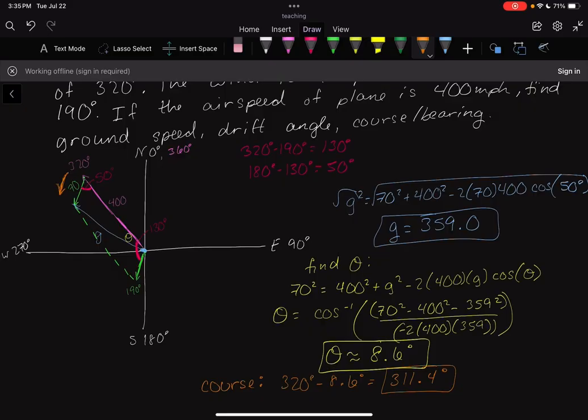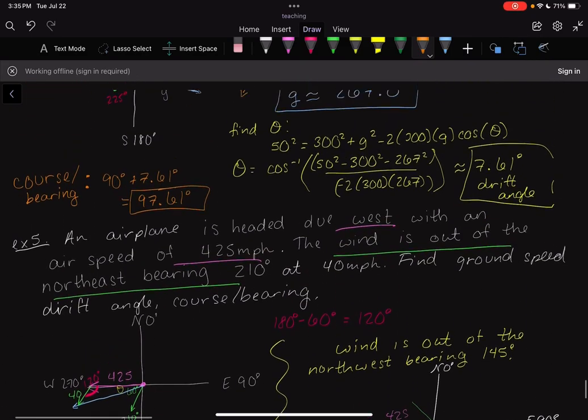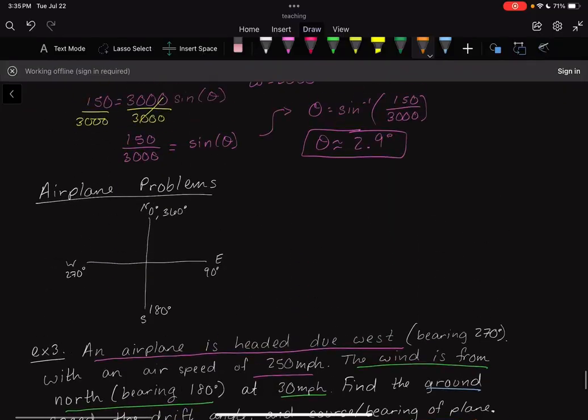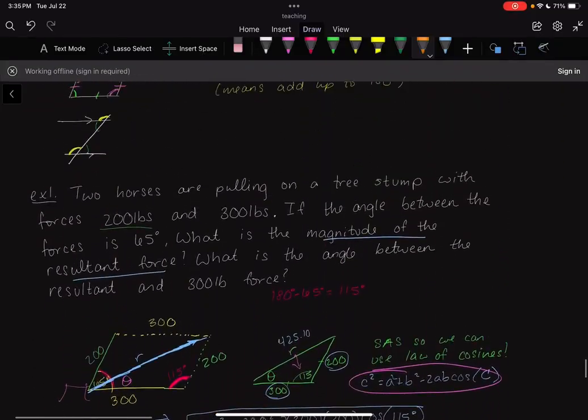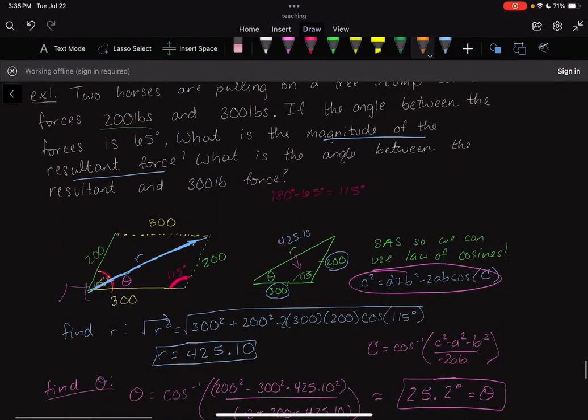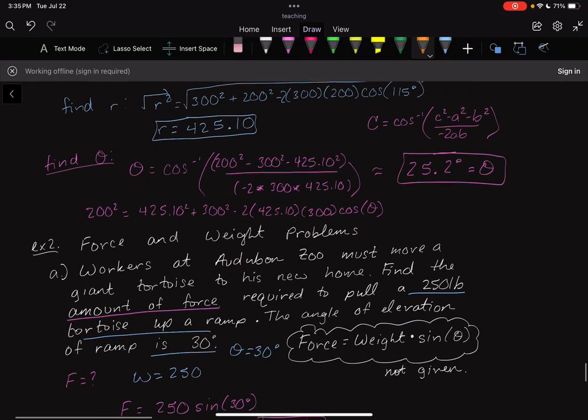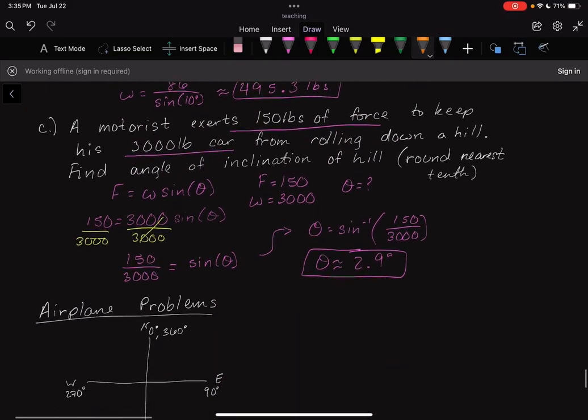But that's it for us for this section. The airplane problems, there are different types, so you have to be prepared to see any of them on the test. Definitely seeing a force and weight problem. This problem, the horses one, you definitely could see it, but it was mostly just to introduce us to using a parallelogram. But you could see it on the test.